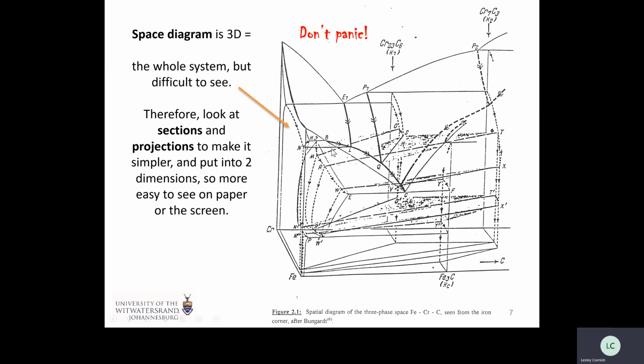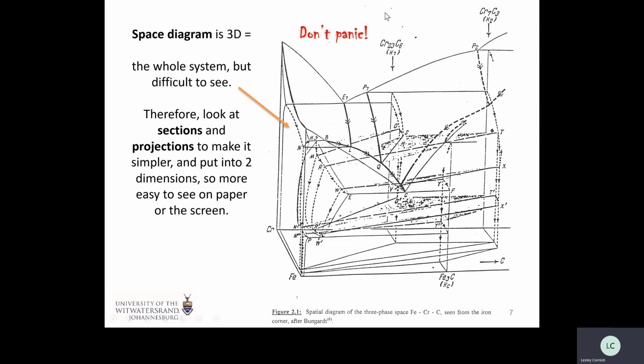So what we do is instead we take sections of that or projections to put it into 2 dimensions and make it easy to see on a paper or on the screen. So what we're going to be looking at in this one is a projection of the Liquidus surface. So here's the Liquidus surface. You can sort of see what's going on because everything is underneath it, and we would project that down.